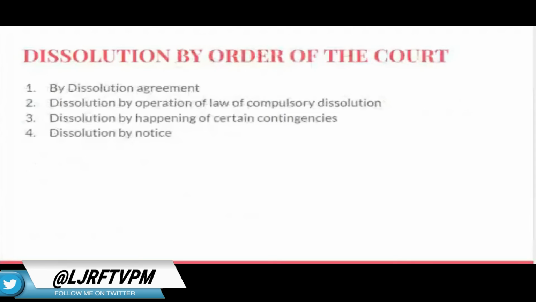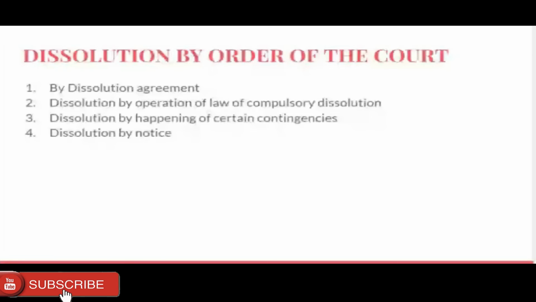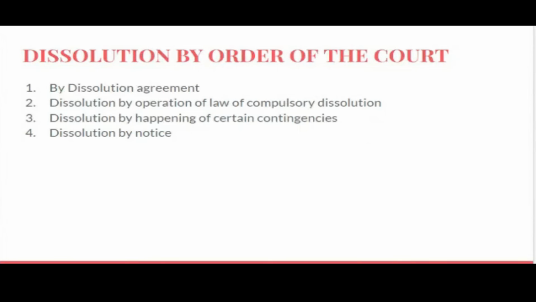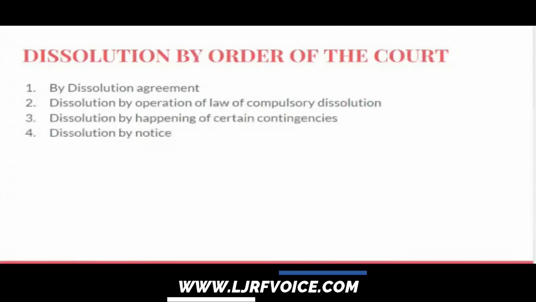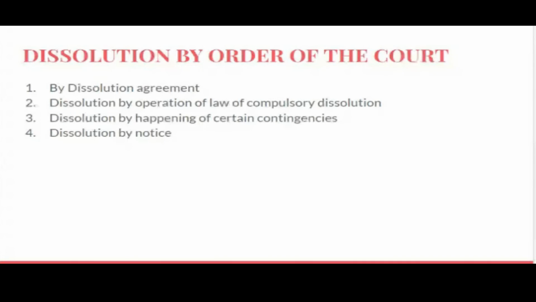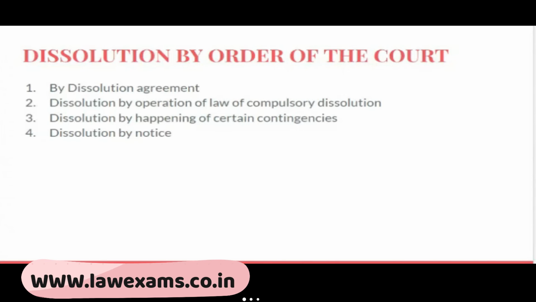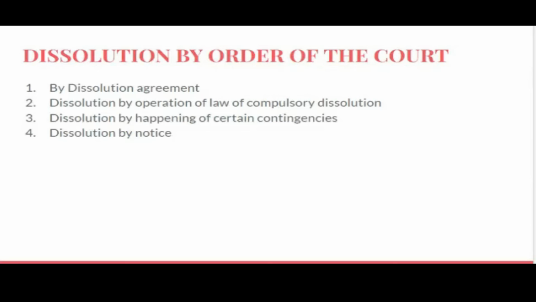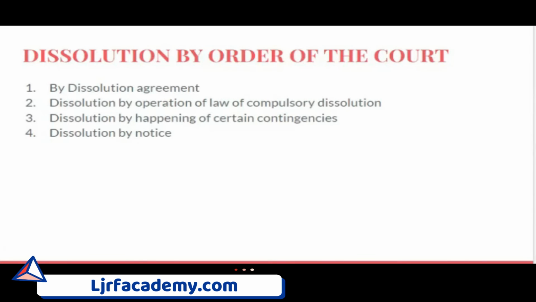And now, dissolution of partnership by the order of the court. What are the criteria and the ways the dissolution will happen? First one is dissolution by agreement. Then dissolution by operation of law, that is compulsory dissolution in case the business becomes unlawful, or if certain contingencies arise. And dissolution by happening of certain contingencies, that is, if any contingent event arises, dissolution can take place. And dissolution by notice: by providing notice, dissolution can take place.